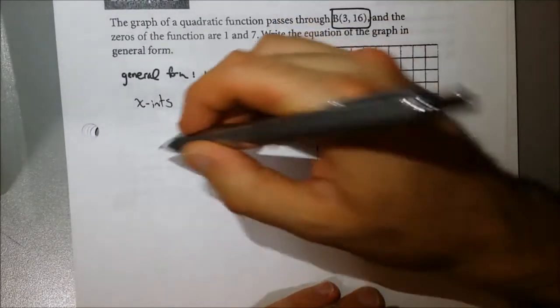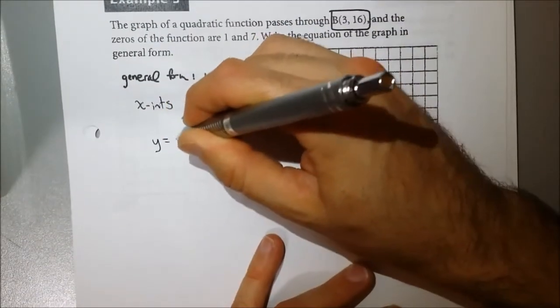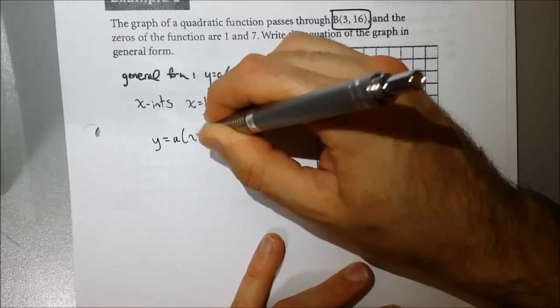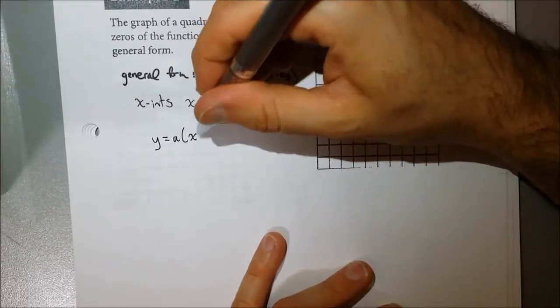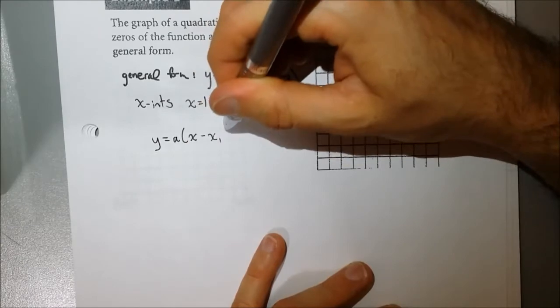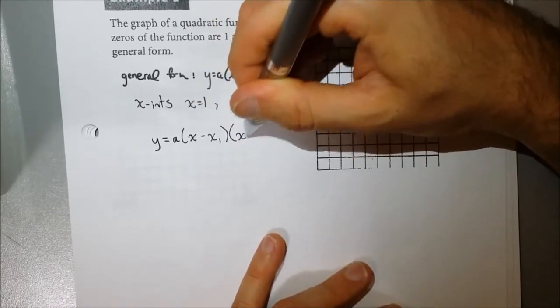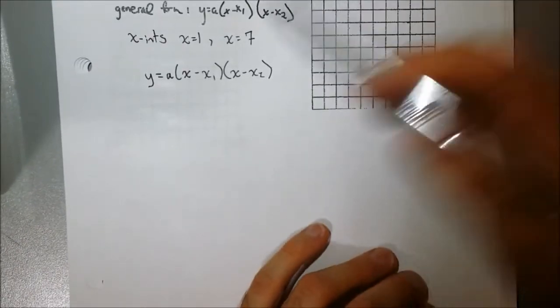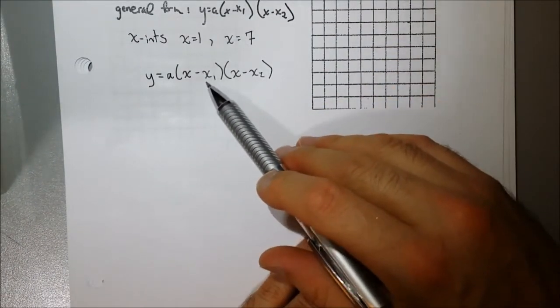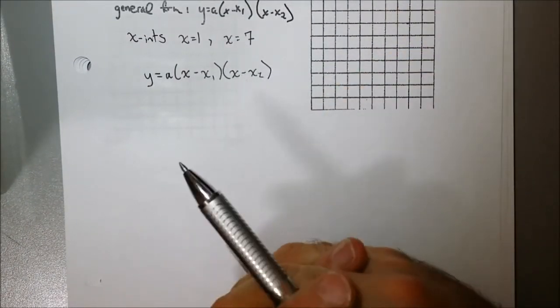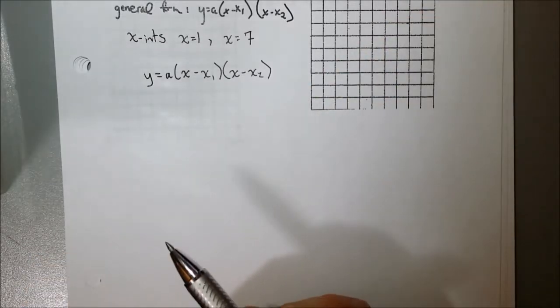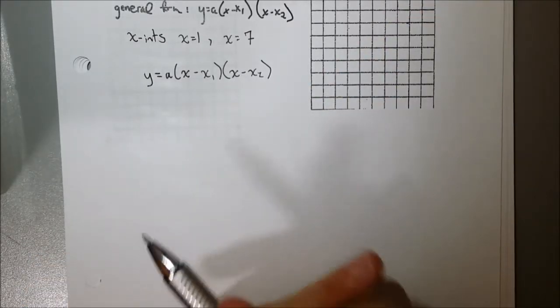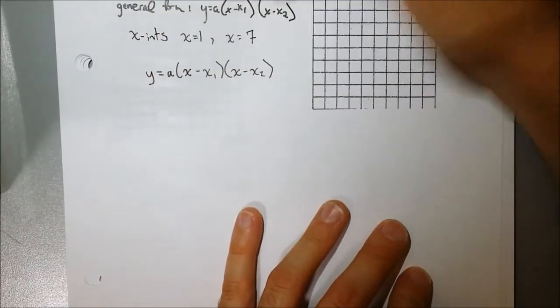So if you look on your formula sheet, you do have this version of the quadratic equation. So basically it's just the factored form. So you guys worked on this whole last unit. Sometimes when you factor something, you get x minus a number, and x minus another number. So basically what we can do is plug in these two numbers here and then solve for a.